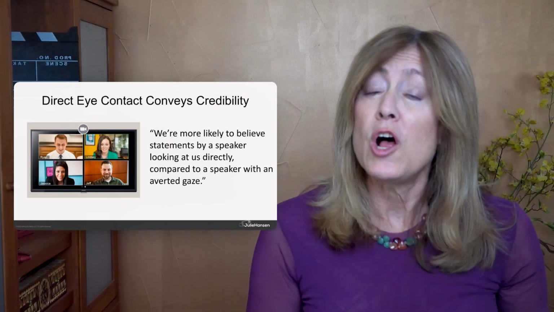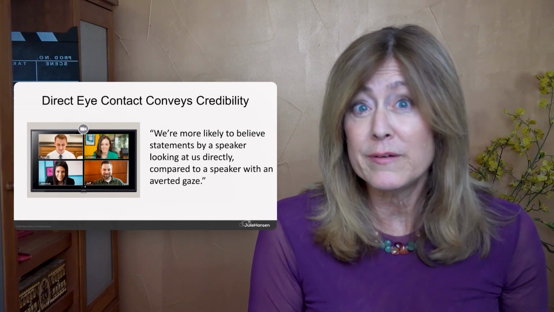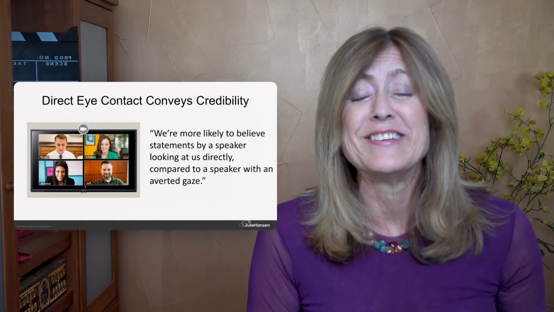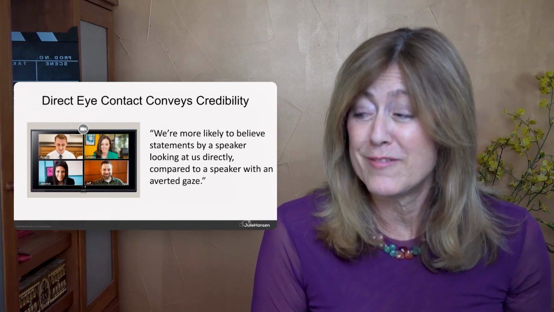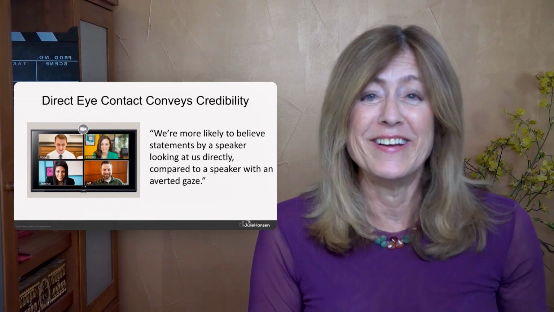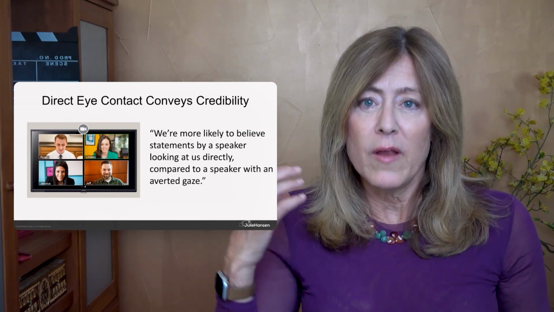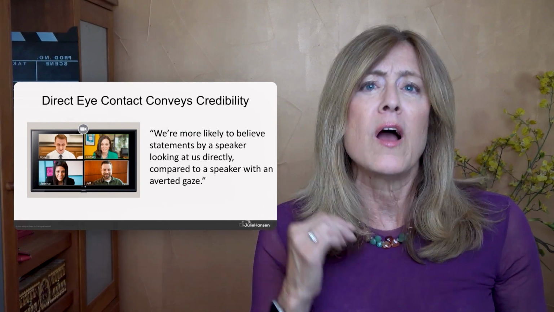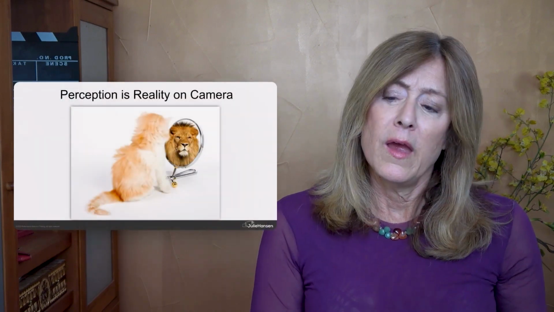Direct eye contact also conveys credibility. We tend to believe people who are looking us in the eye as opposed to averting their gaze, which you may be familiar with if you've ever asked your kids if they've eaten the last cookie, right? So it's something that we have developed over our lifetime, that these things mean confidence. These mean the person is telling the truth.